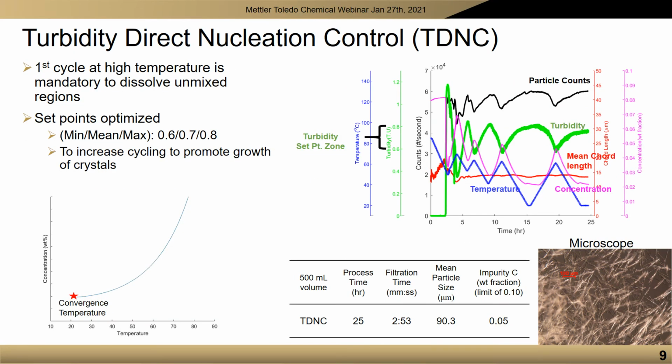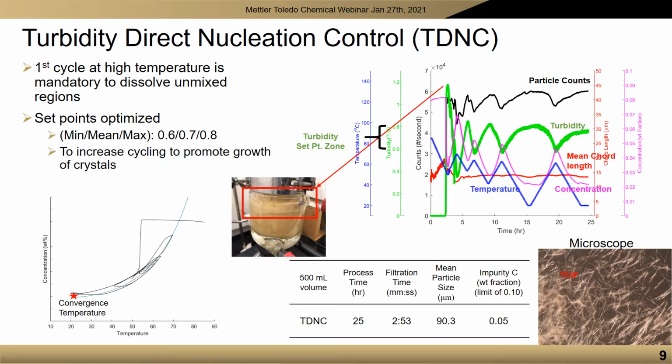Through several iterations and fine-tuning, I present to you turbidity direct nucleation control. Like DNC with particle count, the controller was given a set boundary for the turbidity values. These values were designed based on the converging temperature trajectory. During the iteration, it was found that a manual high temperature cycle in the initial cycle is necessary to dissolve the polarly mixed zone after nucleation.